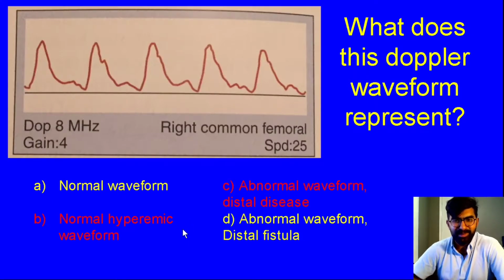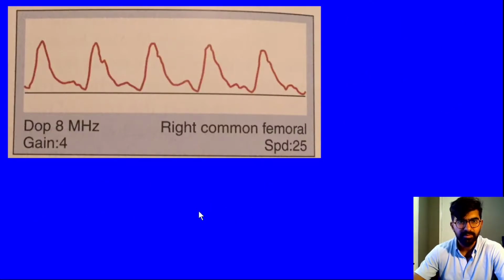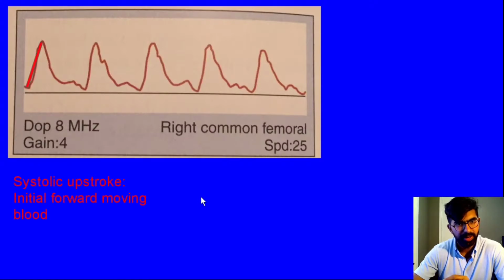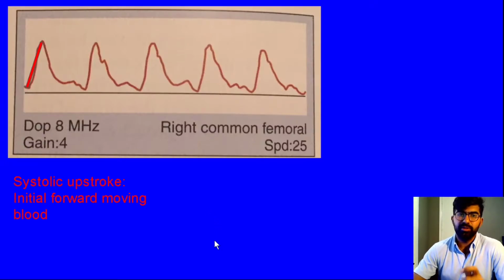And this one's a little bit tricky, but I wanted to get the point across that this can represent both a normal hyperemic waveform or an abnormal waveform with distal disease. And really the clinical situation would dictate the answer. So let's break down this waveform, okay? So the systolic upstroke is still sharp and represents, again, initial forward moving blood flow. And you know that that's a normal finding.